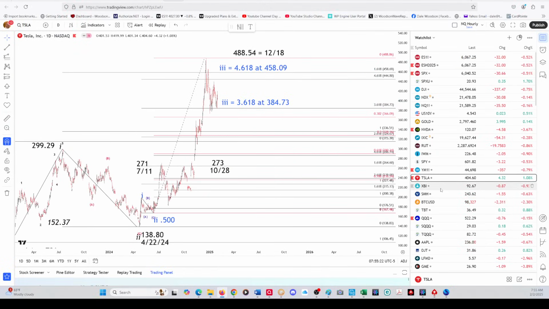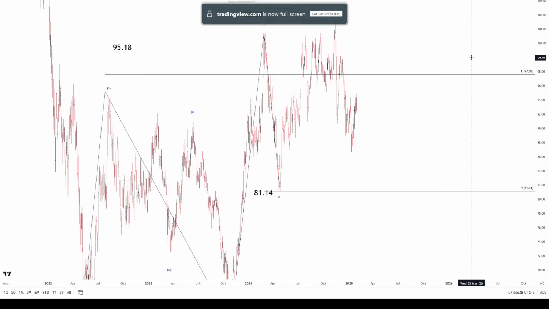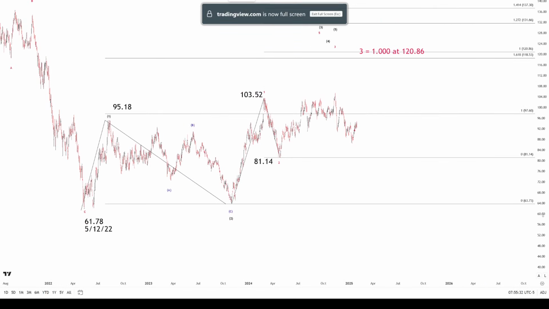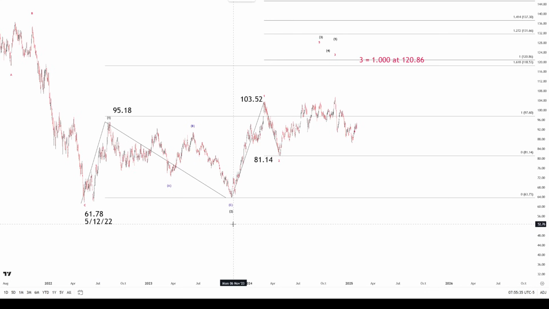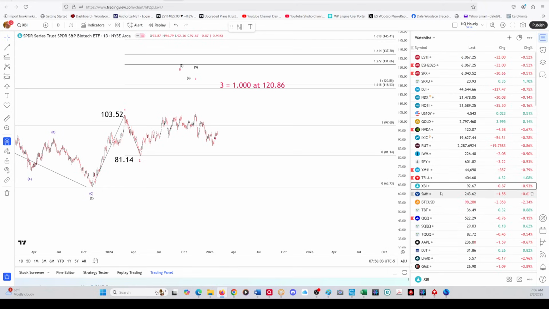Let's go from Tesla to XBI. Okay, let's make that a little bit bigger. This is in our video on demand again. We're looking at a 1 up in parentheses, a 2 down. Within wave 3 in parentheses, we've got a 1 up, a 2 down, and this went above that wave 1 high to confirm that bullish count. So we're looking at wave 3 to equal wave 1 at 120.86. Okay, where is it wrong? The 81.14 low needs to hold. Okay, and we should get up to at least a 1.000 multiple, which is 120.86. All right, let's go from the XBI to the SMH.